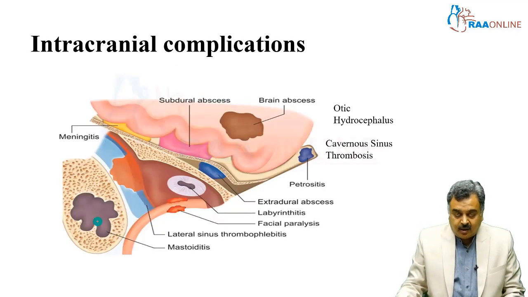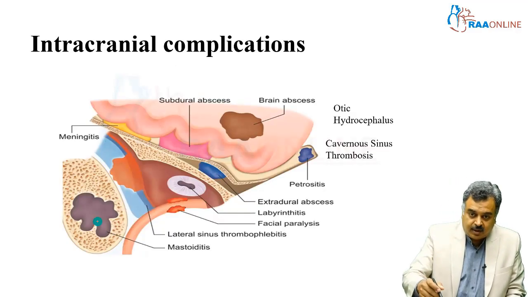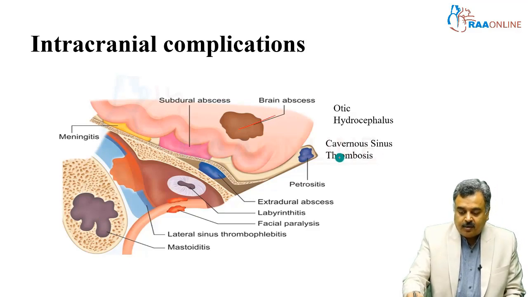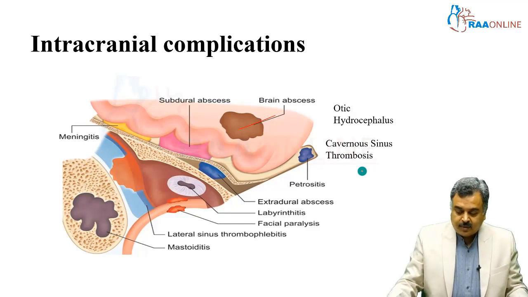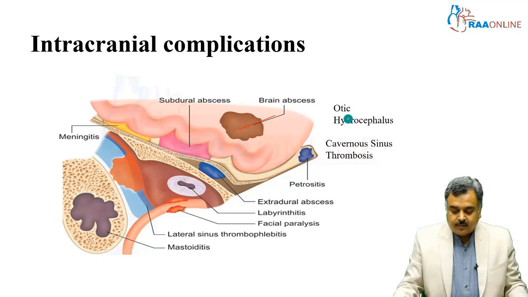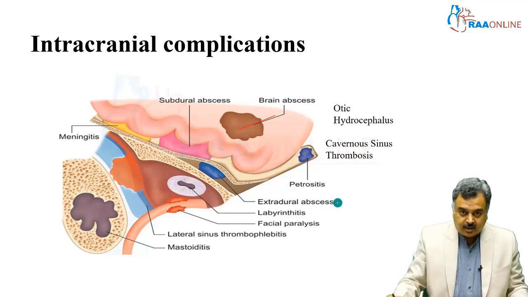We can have intracranial complications, where we can have a subdural abscess, a brain abscess, and a cavernous sinus thrombosis if a petrous infection extends into the cavernous sinus. Then you can have otic hydrocephalus, an extradural abscess, and also meningitis. We will be talking about all of these later.